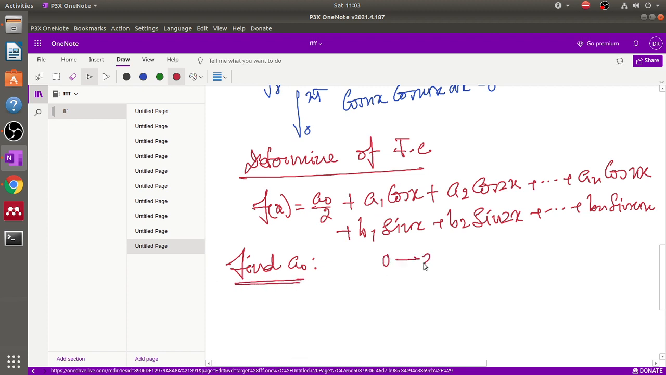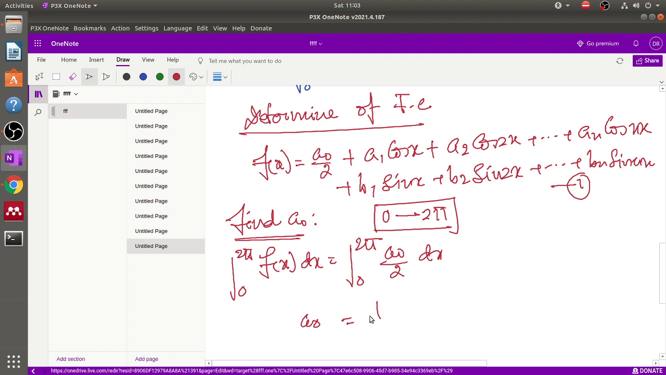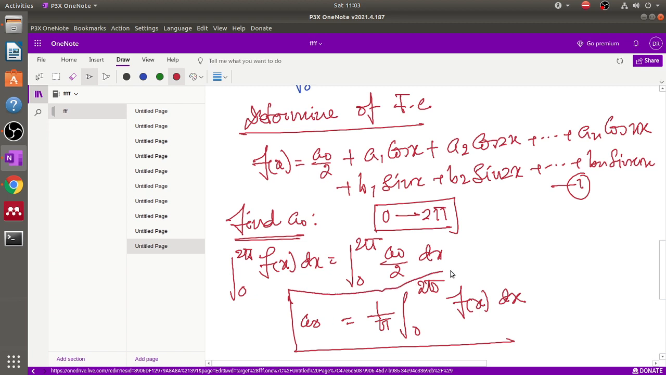The limit of x is from 0 to 2π, one complete cycle. So now this is equation 1. Now integrate both sides of equation 1 from x equal to 0 to 2π. So this is the integral of f(x) dx, from 0 to 2π of a0 by 2 into dx, and we know that for every sine and cosine part, the integration over the full time period equals 0. So from here a0 equals 1 by π times the integral from 0 to 2π of f(x) dx. This is the value of the first Fourier coefficient, that is the DC component. This is the a0 component. So this is equation 2.